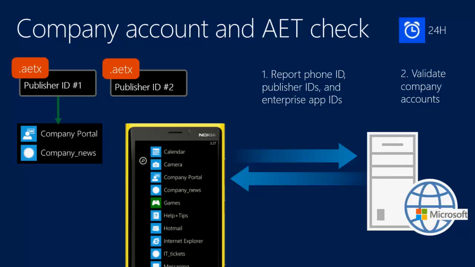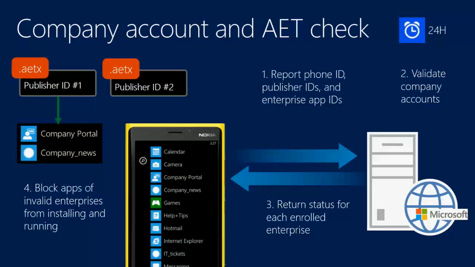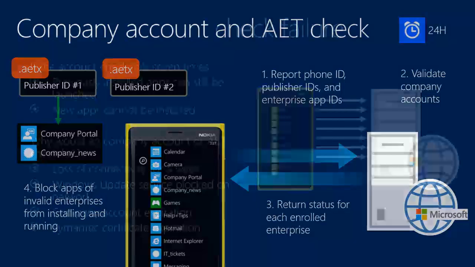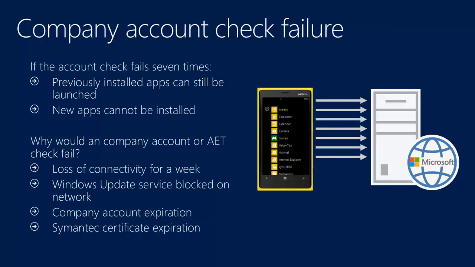So it validates the company accounts to make sure that the company account that you signed the AET with is still valid. It does this every 24 hours. It returns a status for each enrolled enterprise. And if the status is returned as negative, or you didn't go through that process of renewing the certificate, or there's multiple reasons, it blocks the apps from the invalid enterprises from installing. Now here's the list of reasons why it could fail. If it fails 7 times, the app can still be launched, but no new apps will be able to be installed on the device.